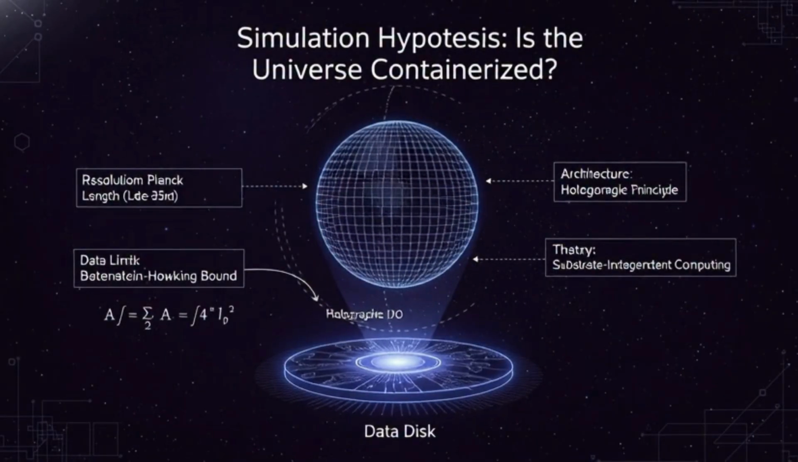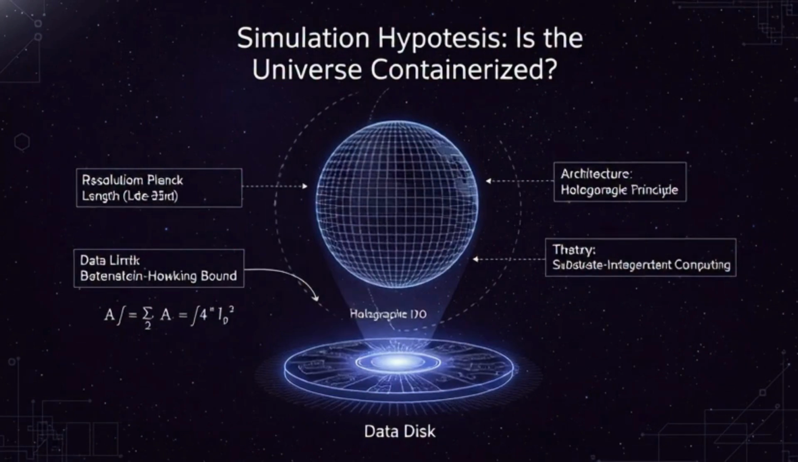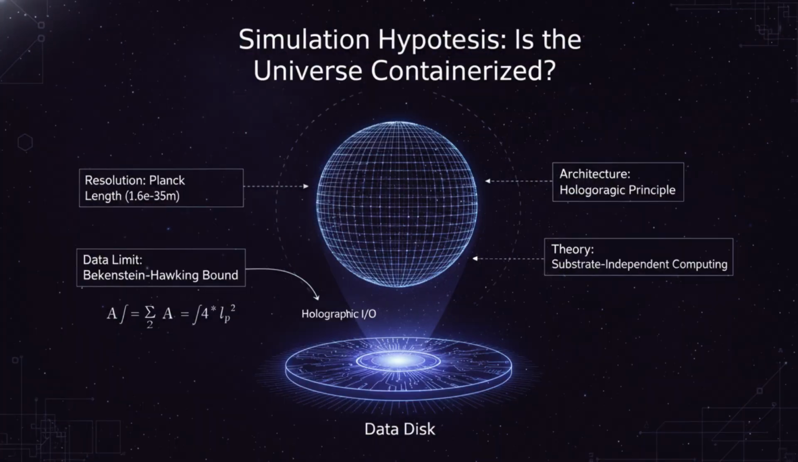Given the fine-tuning of universal constants, some architects propose the simulation hypothesis. Is the universe a containerized instance running on a higher-order substrate? We see quantization at the Planck scale, essentially the bit depth or resolution of the simulation. When we look at black holes, we see data being compressed onto a 2D event horizon, much like a holographic disk. This suggests the universe might have a maximum I/O throughput and memory limit.